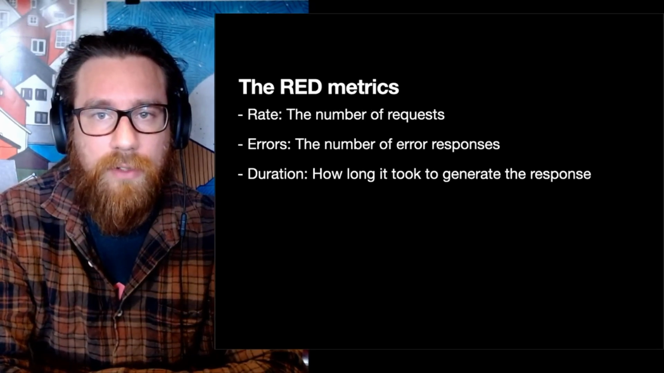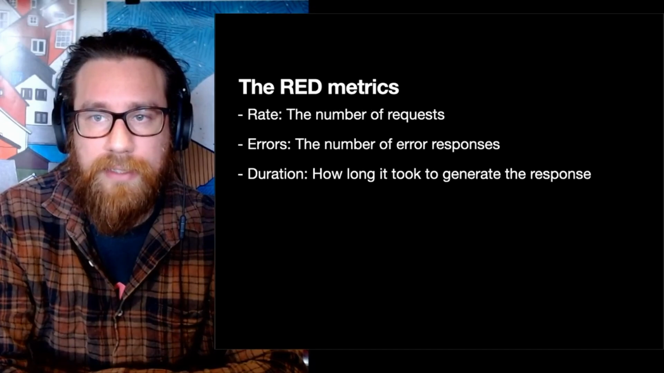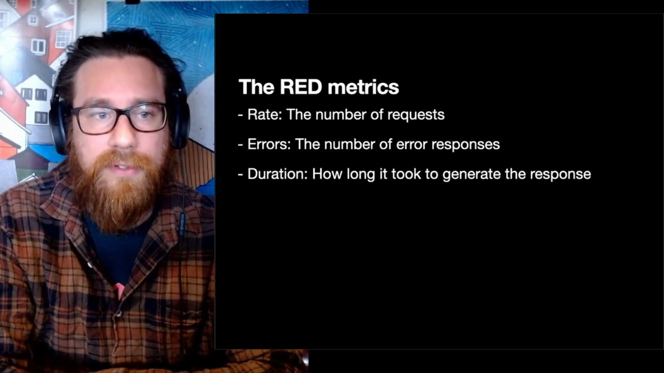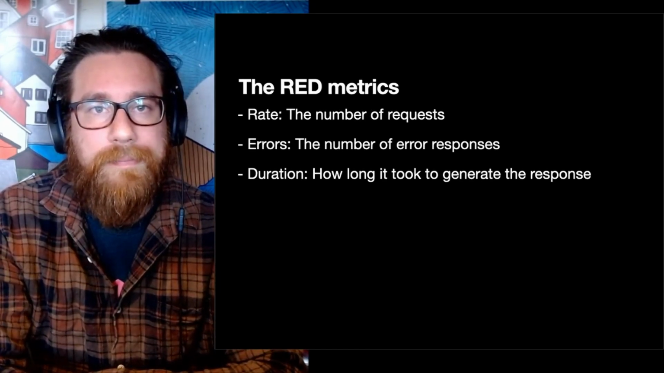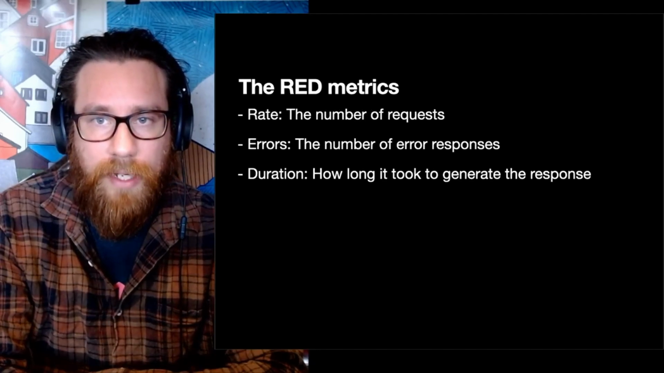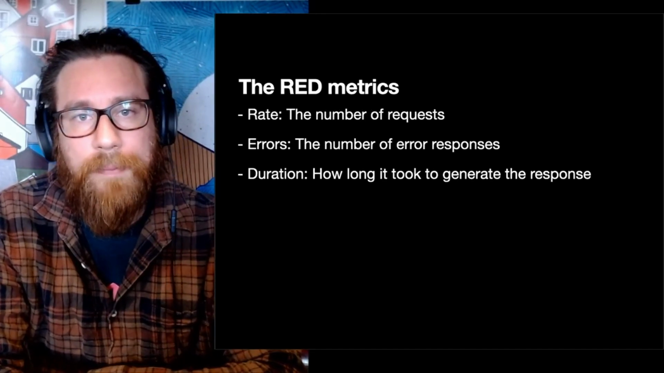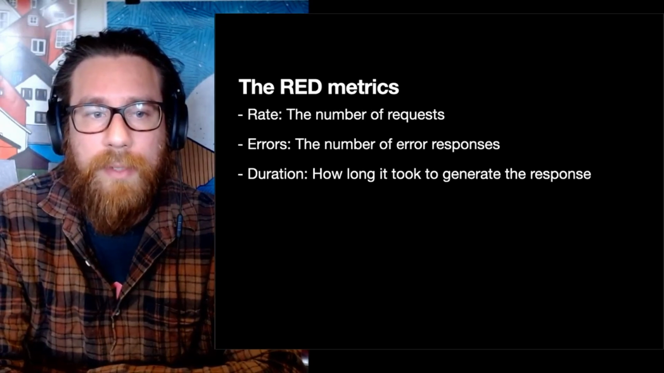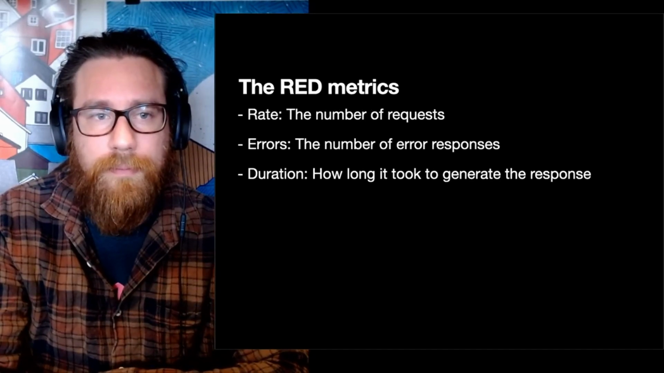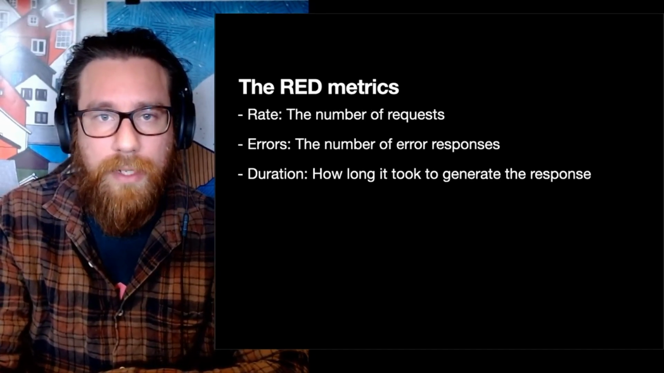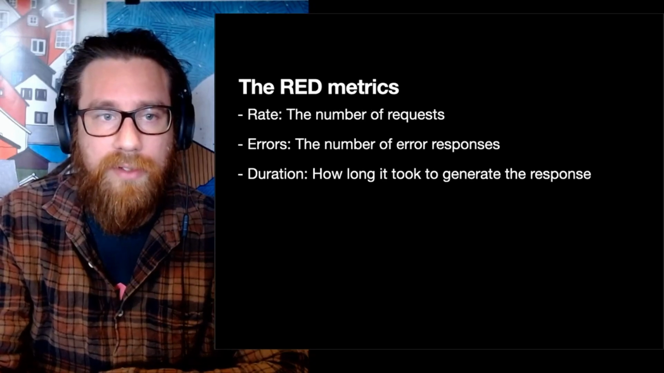Google has solved it with 4 golden signals, and the RED metrics are a derivative of that system that's more applicable to HTTP services. What it says is that to get a strong signal of the health of a service, you can measure 3 things. You can measure the rate of requests going to it, the amount of errors that are coming from it, and the duration for each response to be returned. Those 3 things will give you a strong indication if the service is not performing well or is broken.